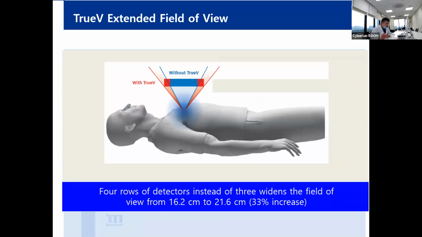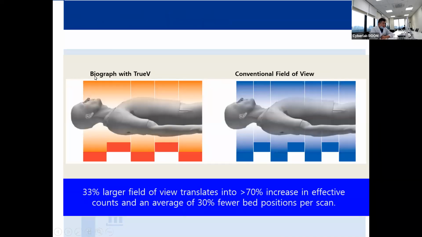You remember that I told you about TrueV. TrueV is an extended FOV, so MCT has an extended FOV. The old, conventional system originally has an axial FOV size of 16.2 centimeters, but the extended TrueV FOV size is 21.6 centimeters, a 33% increase. With the Biograph extended field of view, for four slices, only 4 FOVs are needed. But if we apply the conventional field of view, it takes 1, 2, 3, 4, 5, 6.